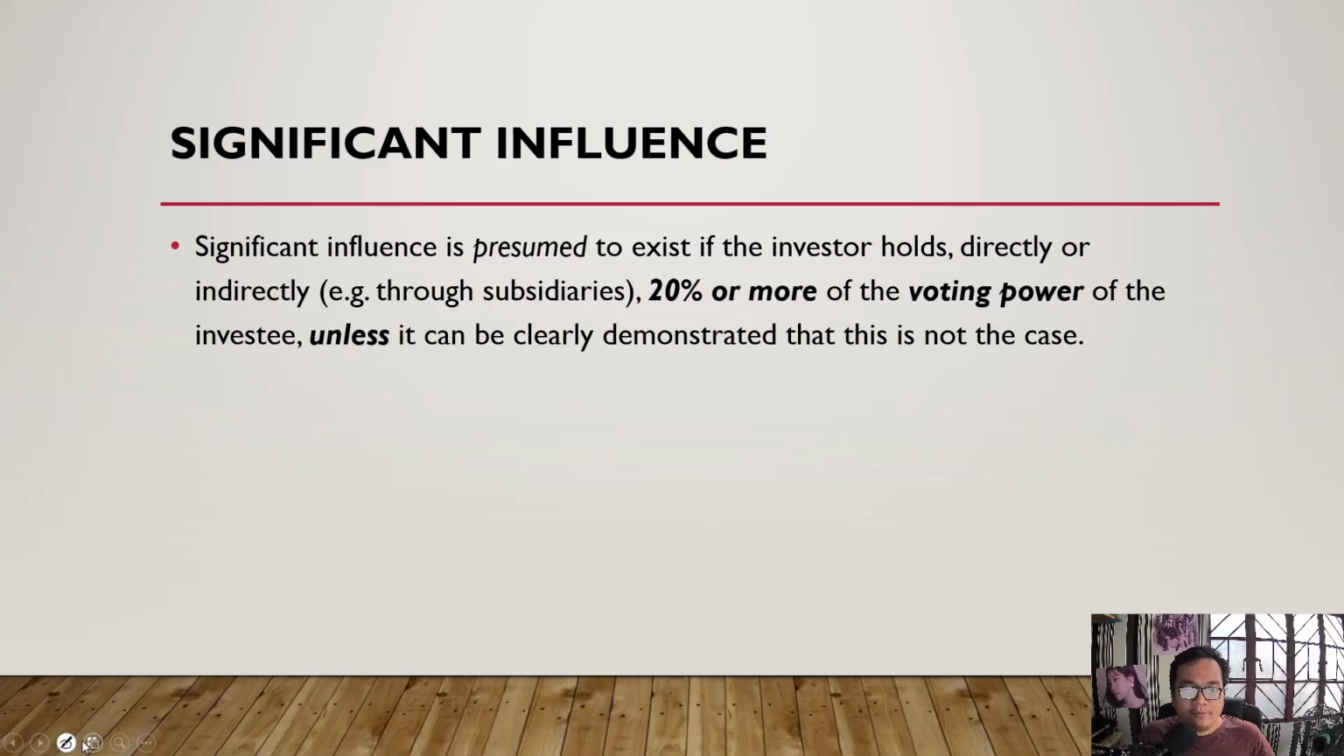Significant influence is presumed to exist if the investor holds, directly or indirectly through subsidiaries, 20% or more of the voting power, meaning ordinary shares. Kasi ang preference shares wala siyang voting power. Take note, may mga tricky questions yan. Sasabihin, 30% ownership of shares, tapos yung shares pala preference. Hindi yun pwedeng maging significant influence because preference shares have no voting power. Ang may voting power lang is yung ordinary shares.